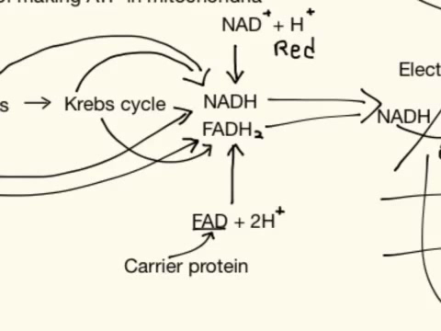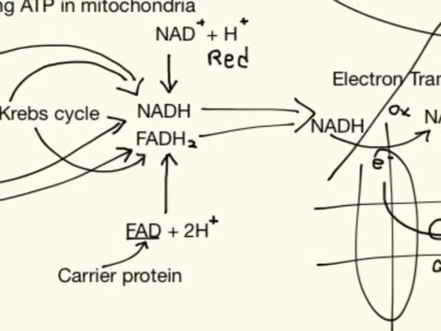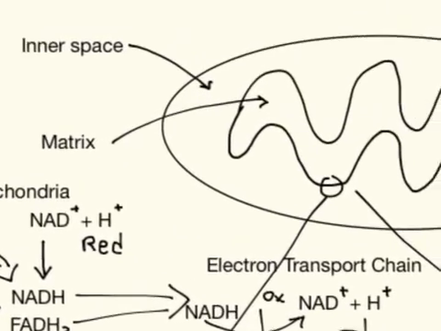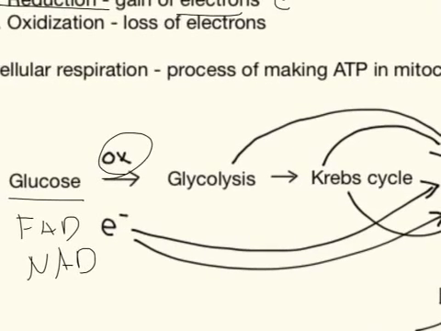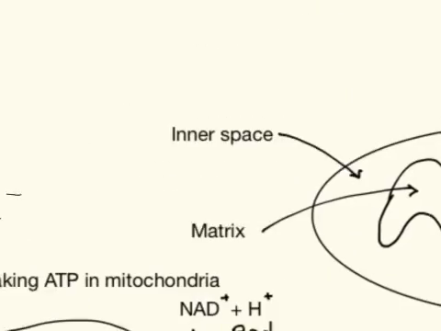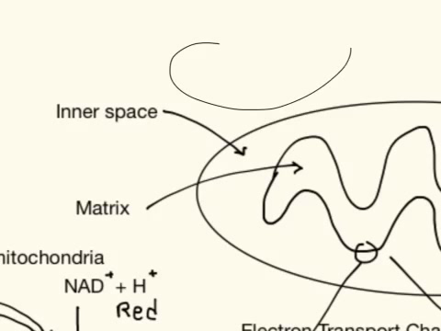Now, why is this so significant? This leads to a whole discussion about the mitochondria. It's important to know that glycolysis happens in the cytoplasm, which is all this area around here, outside the mitochondria. From the Krebs cycle on, everything occurs within the mitochondria.